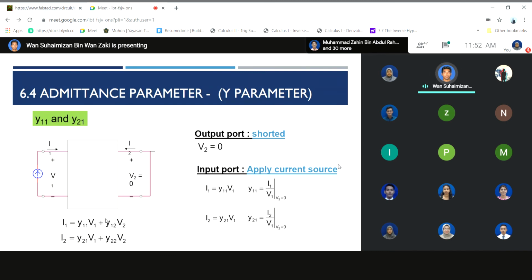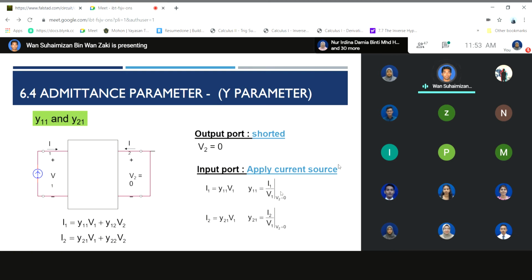We have two tests. First test, you short circuit at port number 2, means that V2 will be 0. You short circuit here, but I2 still appears in your circuit, only V2 we set to 0. And then for admittance, basically you apply a current source, right? Apply current source, not voltage source. It's much easier to do the analysis because if you see here, your equation starts from current sources I1 and I2.